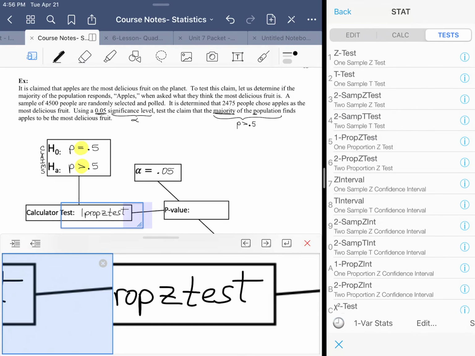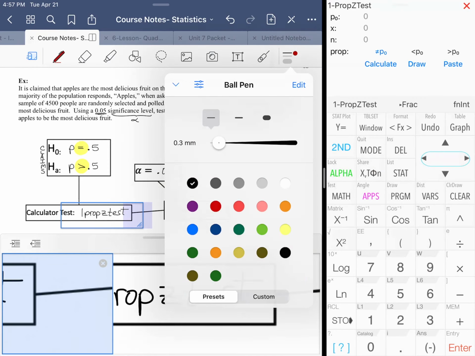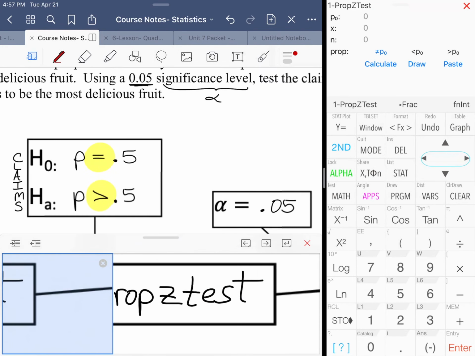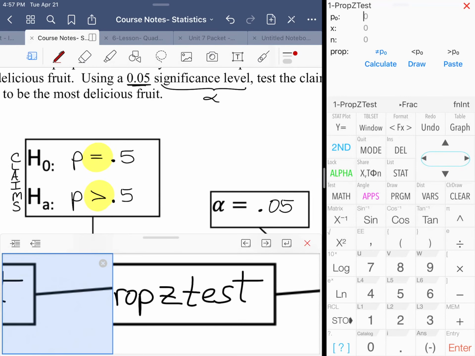So stat, we go over to test. Left arrow once, right arrow twice, however you want to get there. One-prop z test. On mine, it's option 5. I believe it's the same on yours. So you'll have a display that looks very much like this. The p sub 0 value is going to be whatever you used in your null hypothesis. All right, so let me just bring it in.